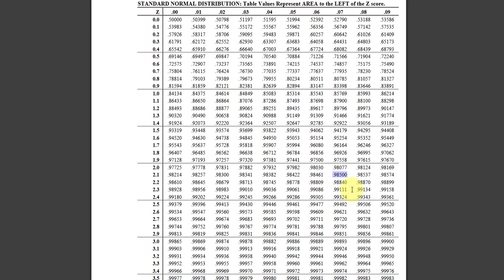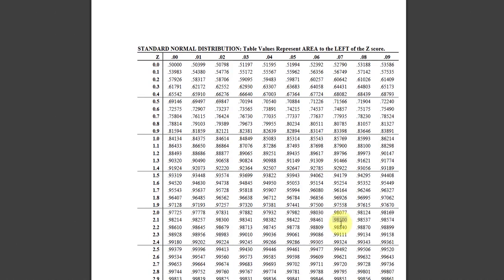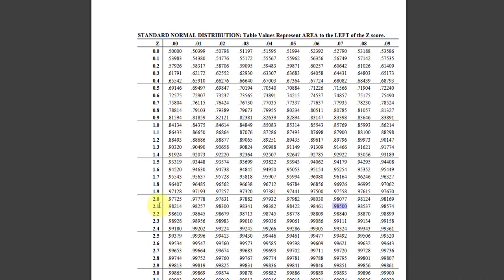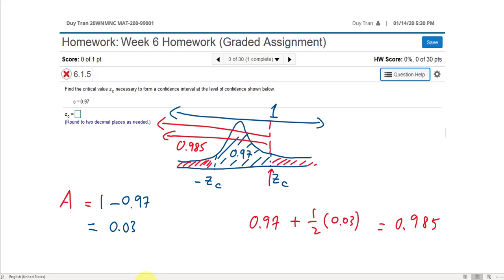And here, 0.985 corresponds to 2.1 right here, and 0.07. So 2.1 plus 0.07, that is 2.17. So this value here corresponds to the critical value of 2.17. So ZC should be equal to 2.17. So that's how you find the critical value given a level of confidence.